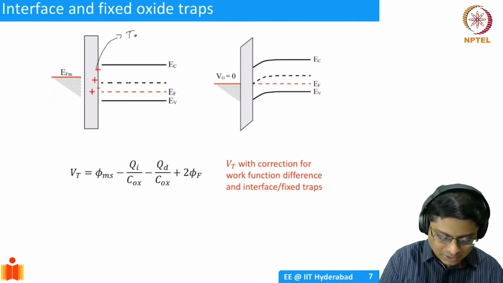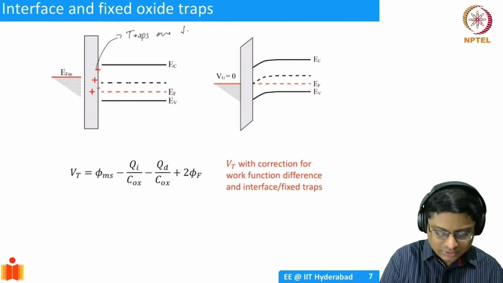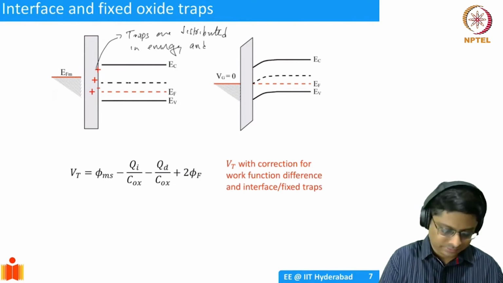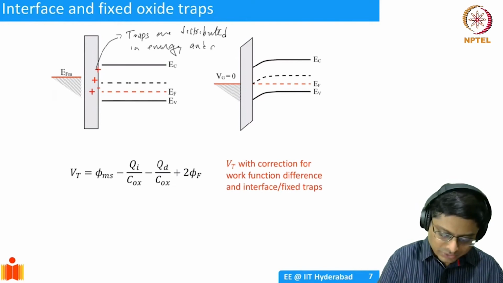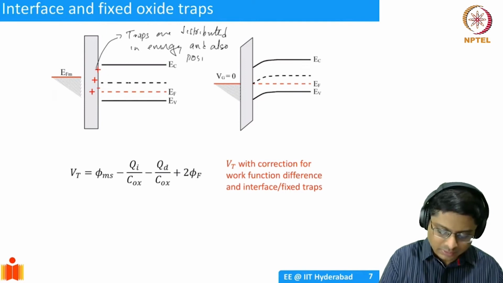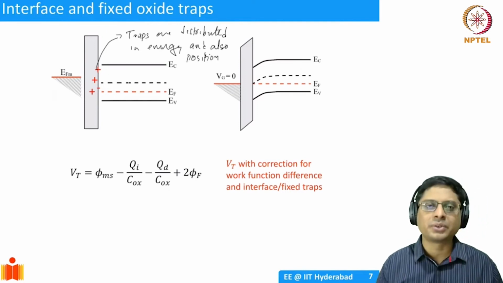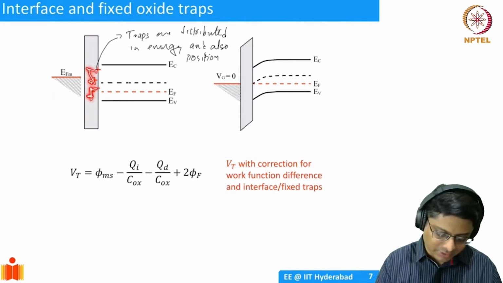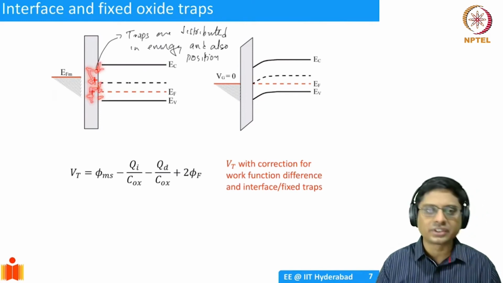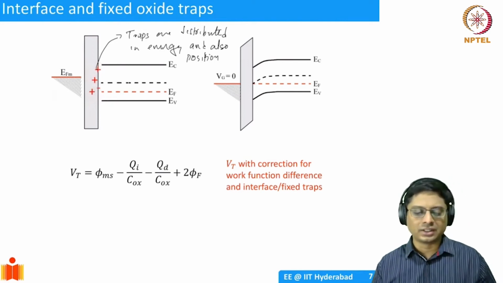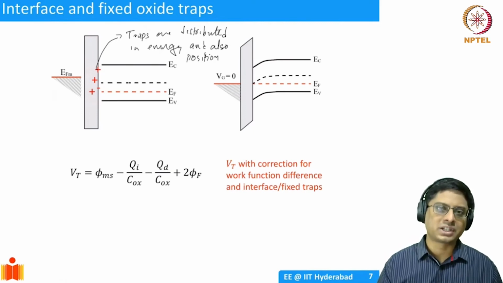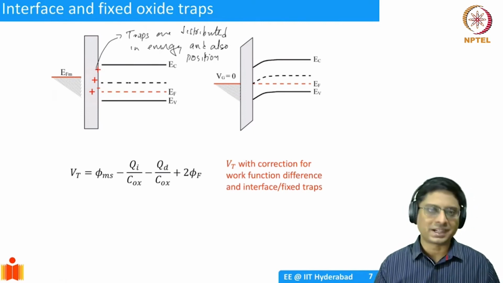So these traps, basically I can represent them as some positive or negative charges. So basically traps are distributed in energy and also position. They have some distribution. They can be in different locations. For example, there could be some distribution of trap plus minus. They could be on the interface at whatever energies. So if you have some traps, they're going to hold some charges. If they're fixed traps, they're going to hold a charge permanently. So how will that impact the VT?